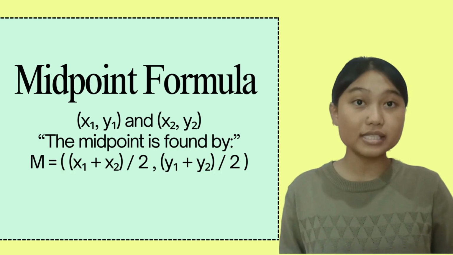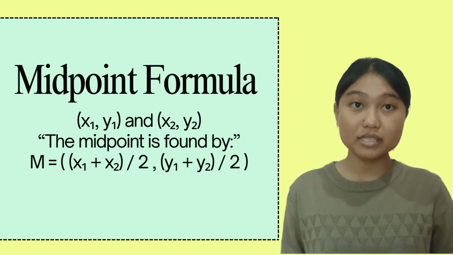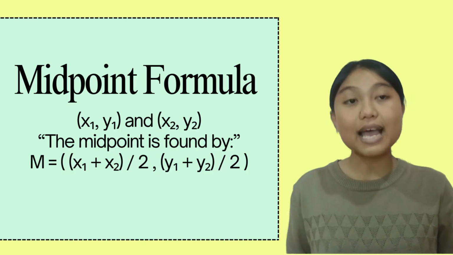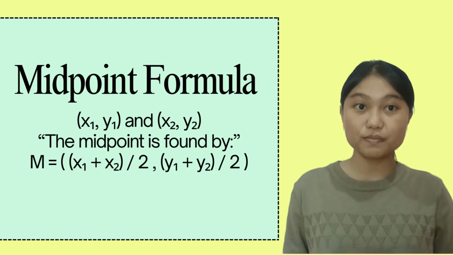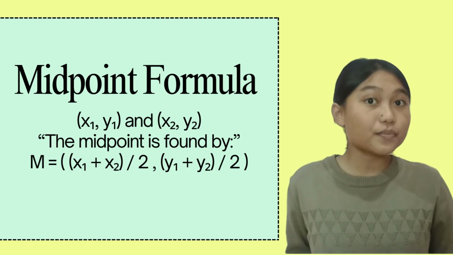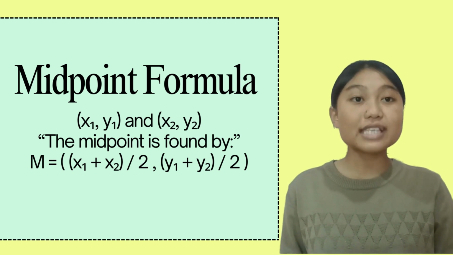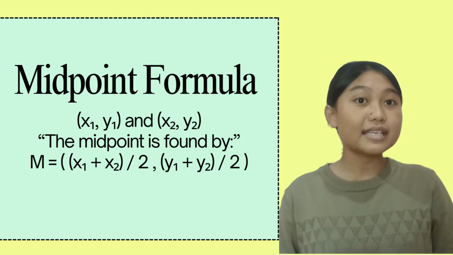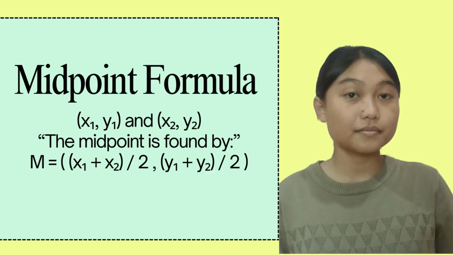In simple words, it is the point that is halfway between the two given points. To find it, we do something very natural. We take the average of the x values and the average of the y values. Why average? If you think about being halfway on a number line, you just add the two numbers and divide by 2. The midpoint formula is the same idea, just applied to both x and y.